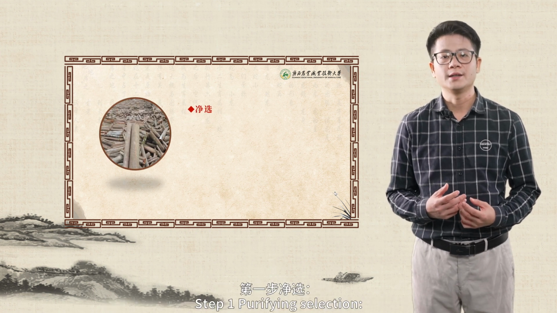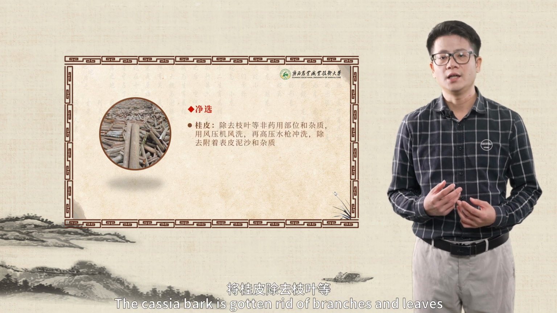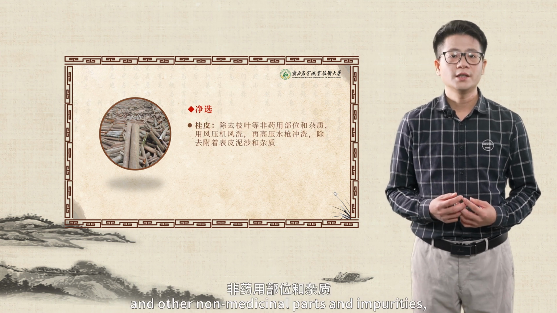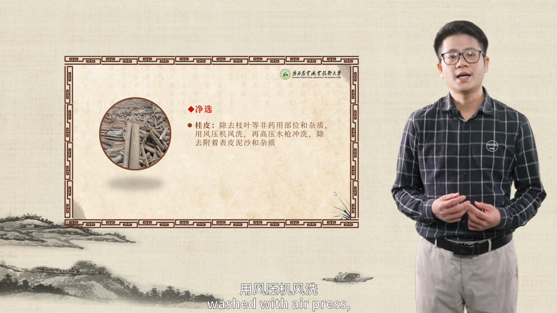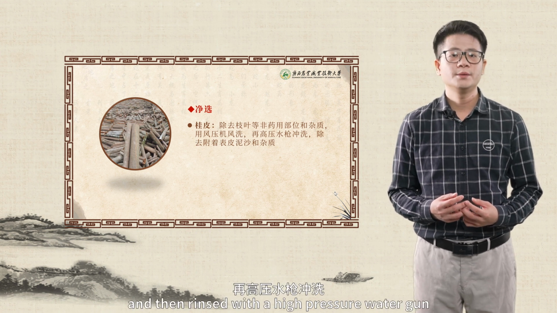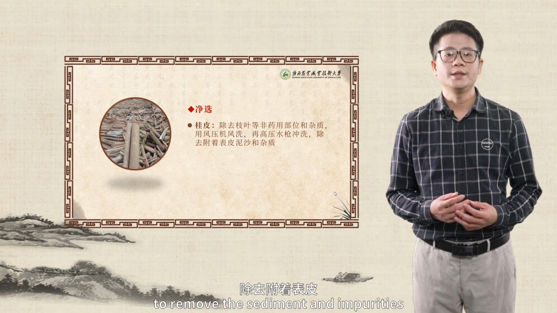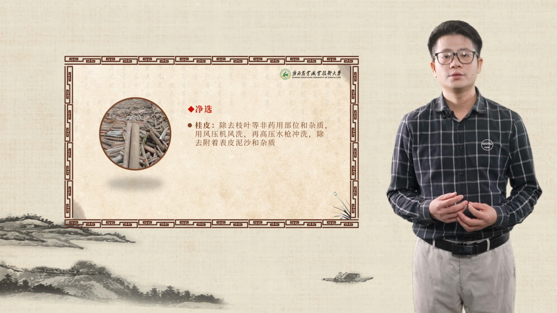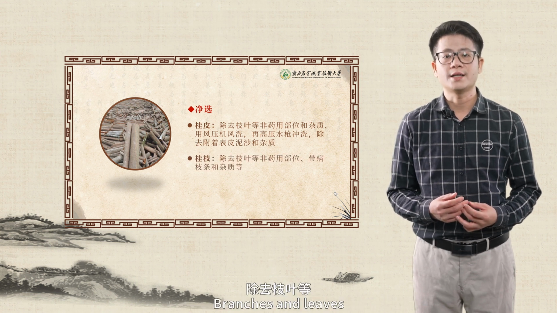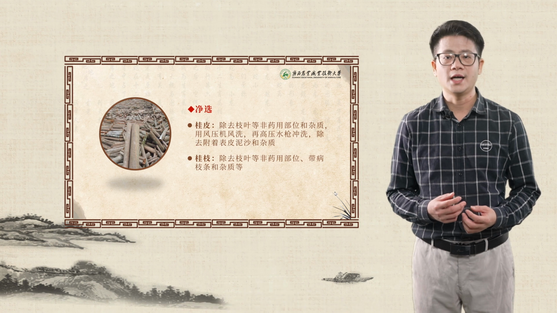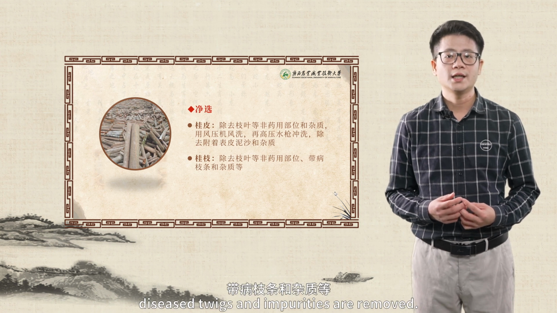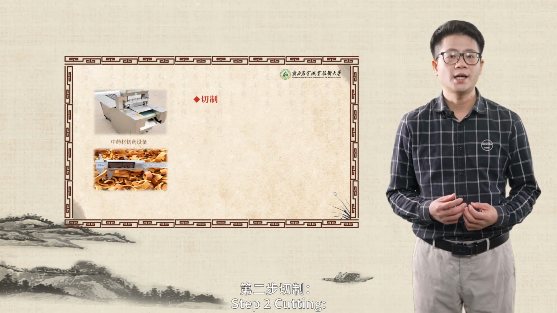Step 1: Purifying selection. The cassia bark is gotten rid of branches and leaves and other non-medicinal parts and impurities, washed with air press, and then rinsed with a high-pressure water gun to remove the sediment and impurities attached to the surface. Cassia twig branches and leaves and other non-medicinal parts, diseased twigs and impurities are removed. Step 2: Cutting. Shredded cinnamon.